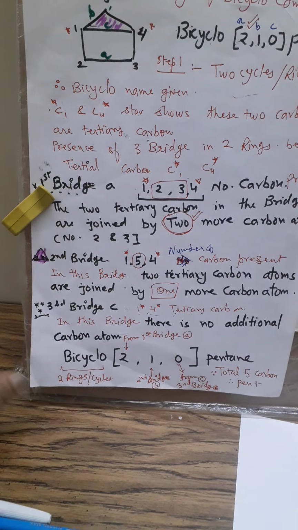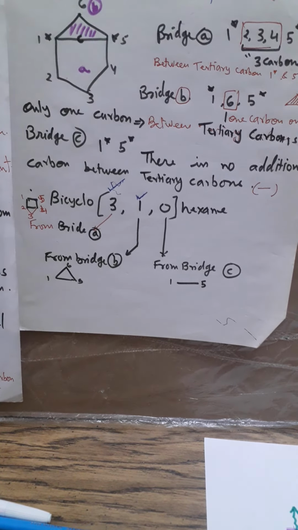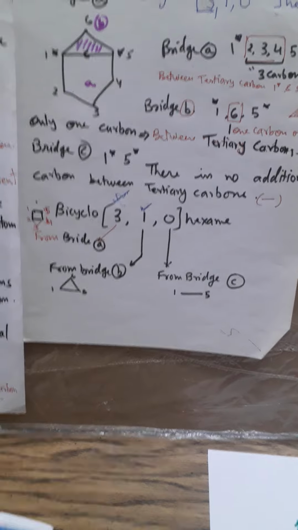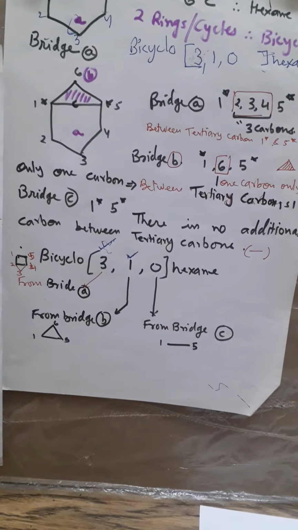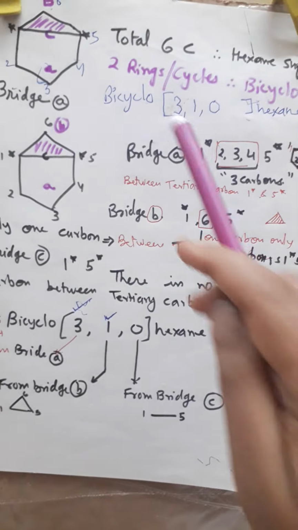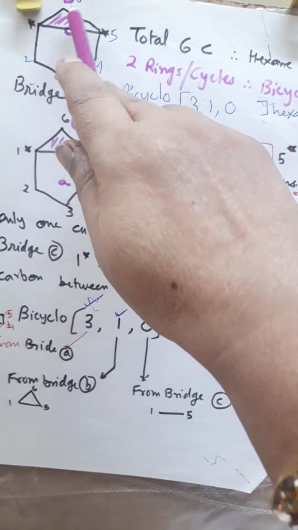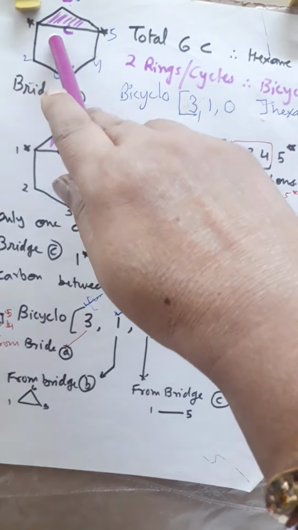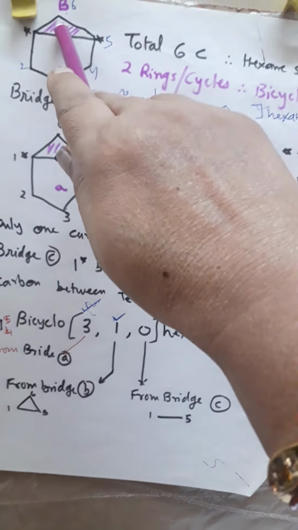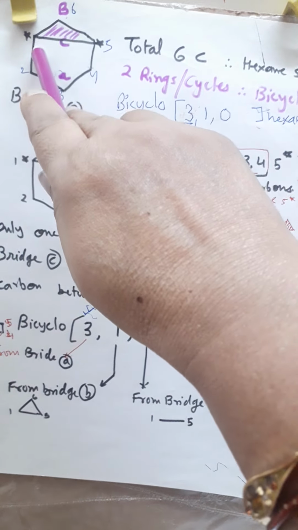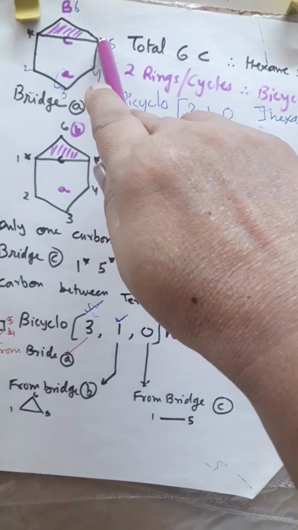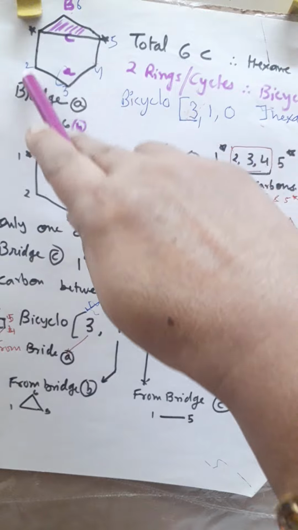Now we will discuss the second question. See here, I made this bridge structure. Just wait, I will adjust it. Now, see, I made this hexagon and then I made this triangle over here. Now it is a pentagon. The pentagon is the first bridge, this triangle is the second bridge, and this straight line is the third bridge. Clear?